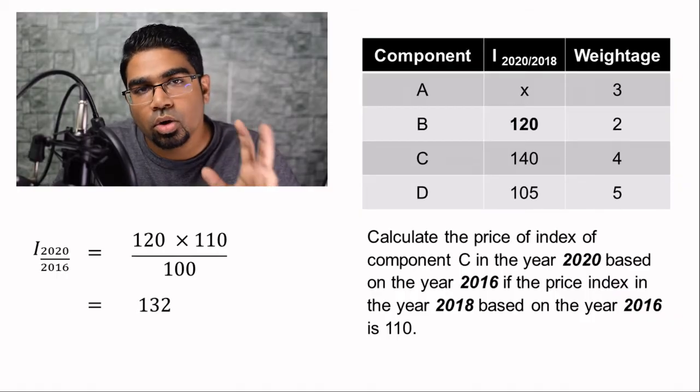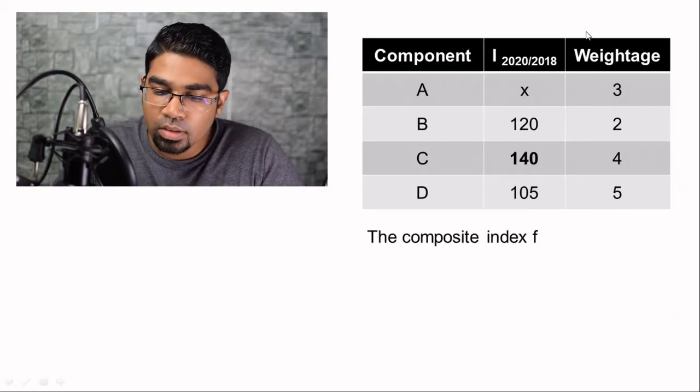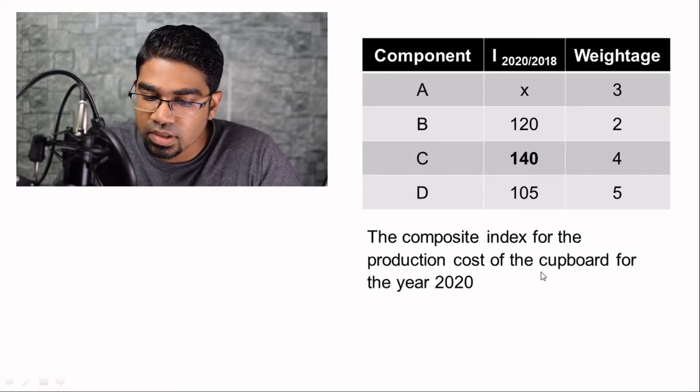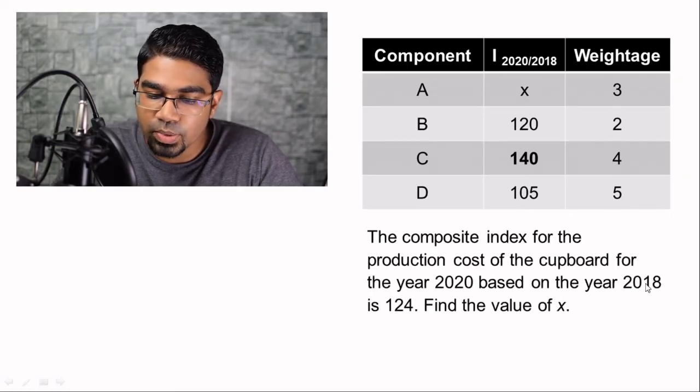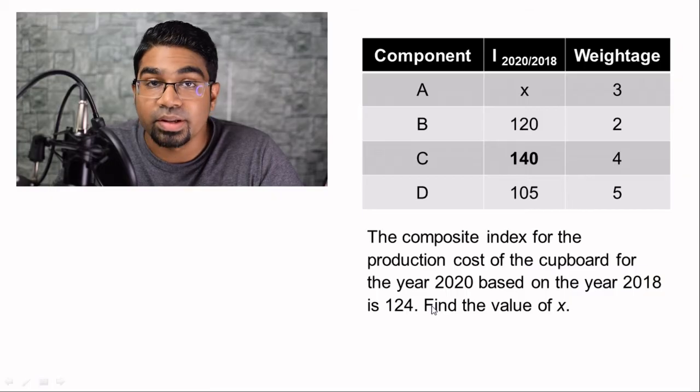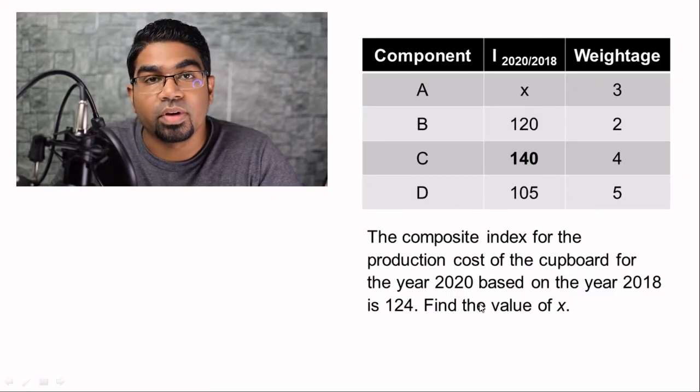Now let's tackle the composite index formula. The composite index for the production cost of the cupboard for the year 2020 based on the year 2018 is 124. Find the value of X.